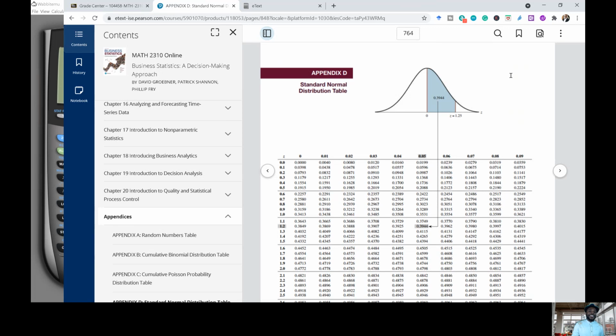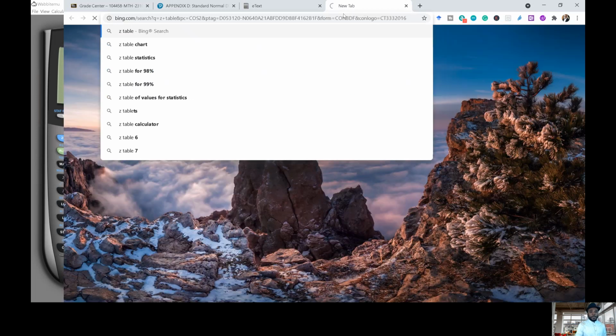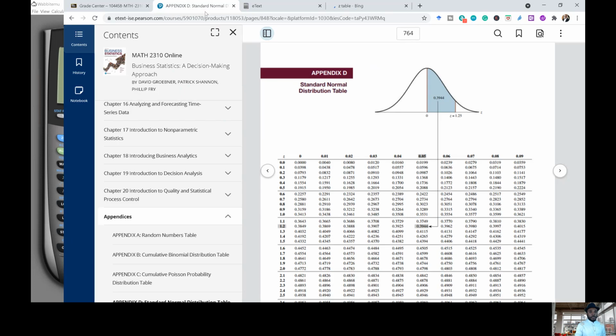All right. So here is the standard normal distribution table. Of course, there are various tables you will find on the internet when you search for a Z table. You can find several Z tables on the internet. While that is opening, let me get back here. So let me explain this one that we have here.